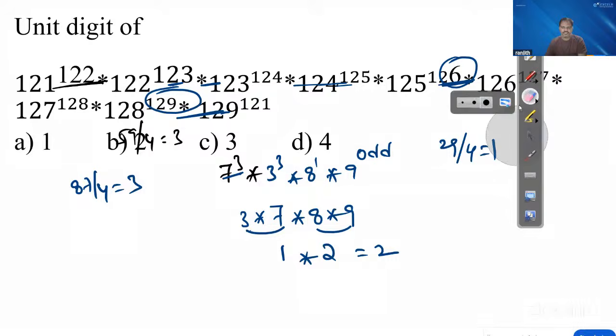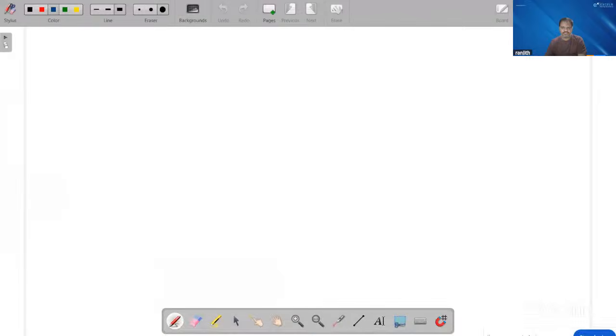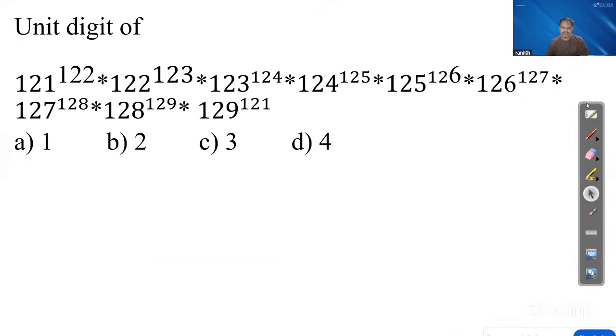Next. Here, all are positive values. It's not multiplication. So, please tell me the answer.